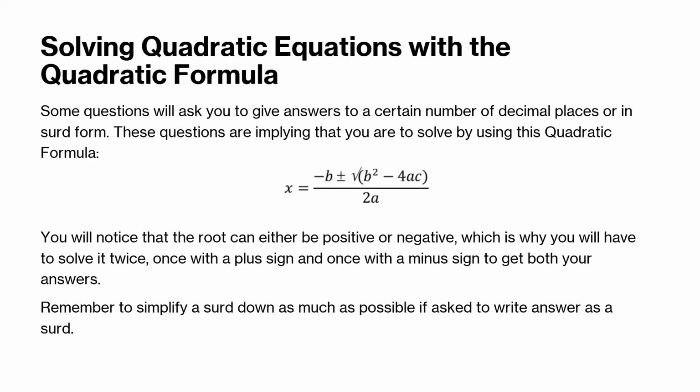Remember, if you're asked to give the answer in surd form, simplify it down as much as possible and write the answer down. Make sure to check all your signs. This is a common mistake where people go wrong. One of the negative signs will be a positive sign or the opposite. Make sure to double check all your signs when you're doing both types, once with the positive sign, once with the negative sign.